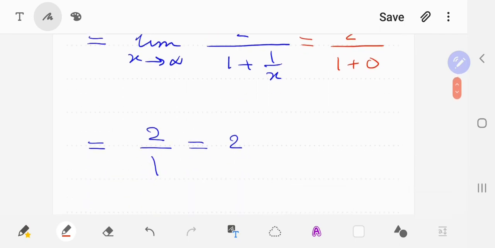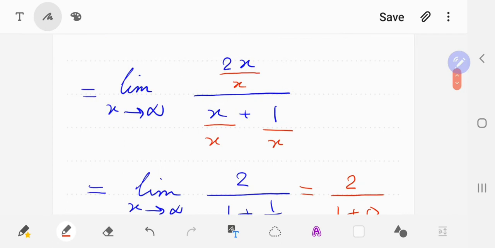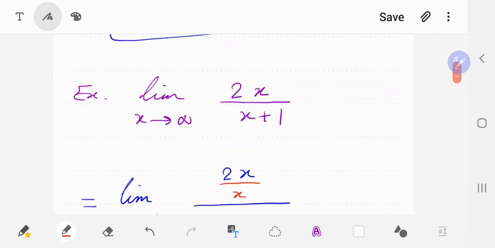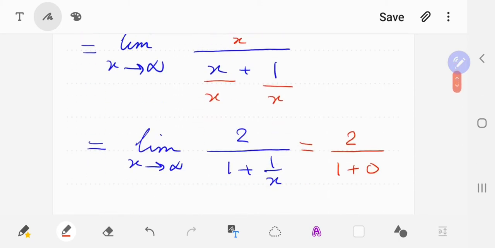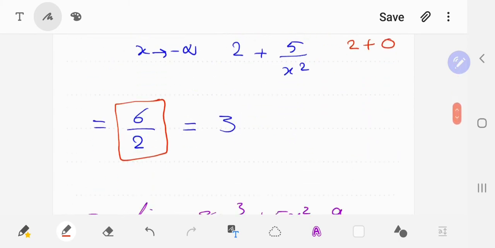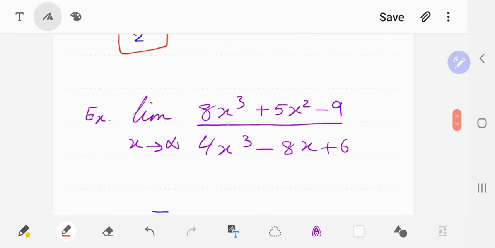Let's have a look here. What's the answer? It's 2 over 1. What were the coefficients of the highest power here? It's x, so it's 2 over 1. Again, I'm talking about the coefficients of x with the highest power. So we can do this example very quickly actually.